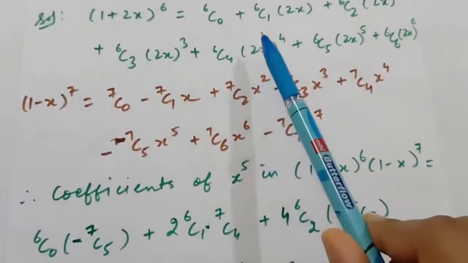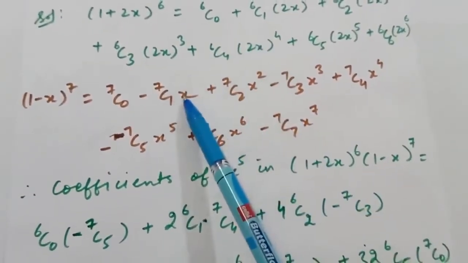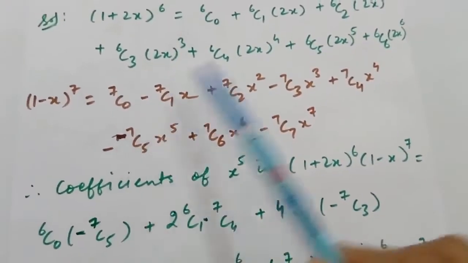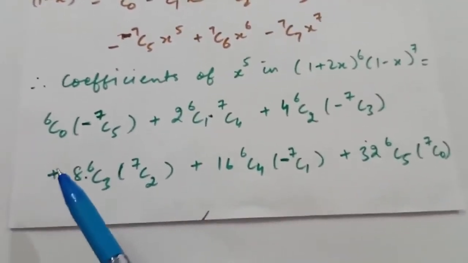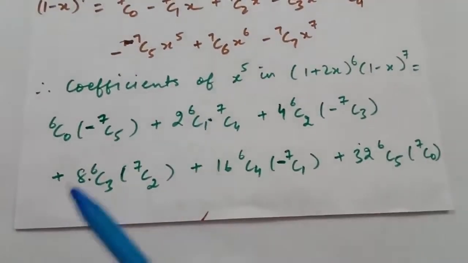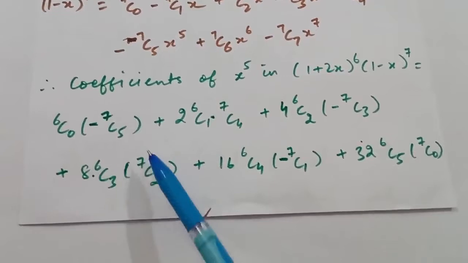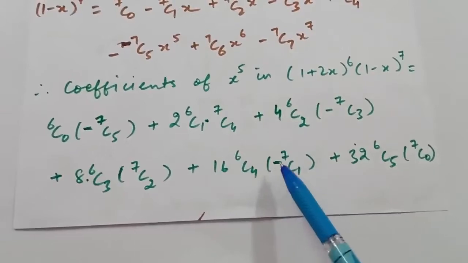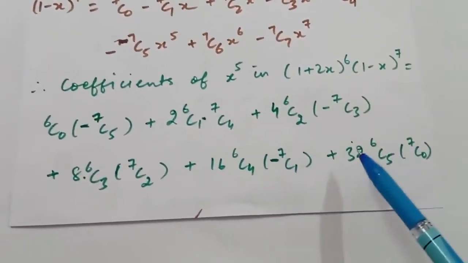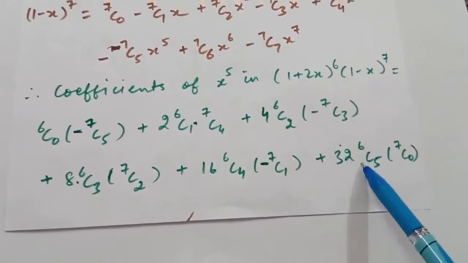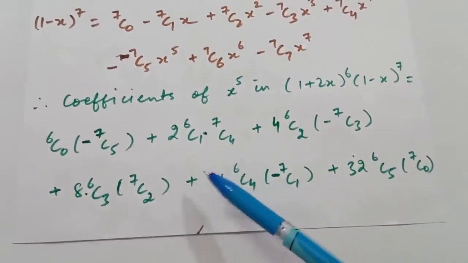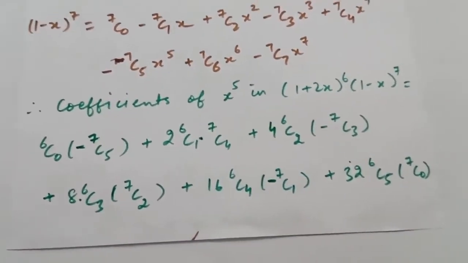And when you will multiply this term with this term, it has x raised to the power 5. So we have to multiply this term with the constant term. So you will get the result as the next three terms: 8 into 6c3 into 7c2 plus 16 into 6c4 into minus 7c1 plus 32 into 6c5 into 7c0. Now we will solve this to calculate the coefficient.